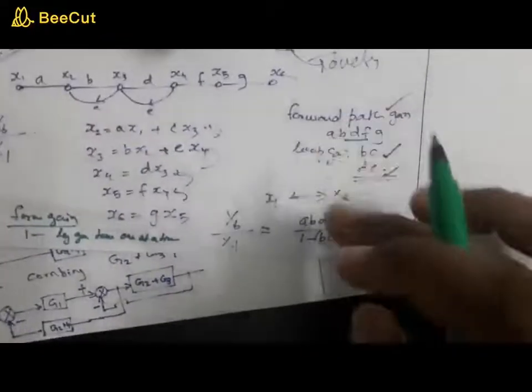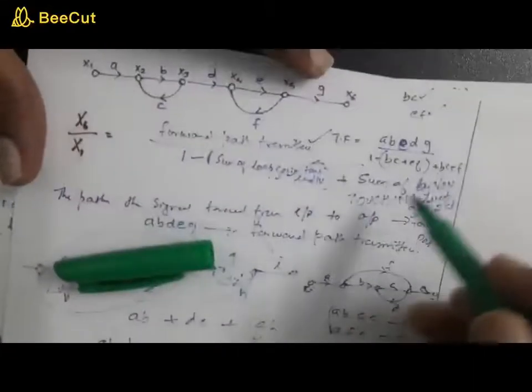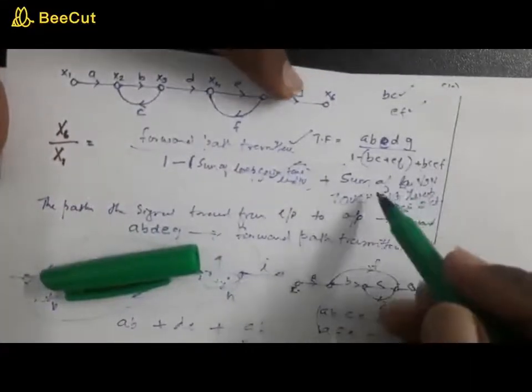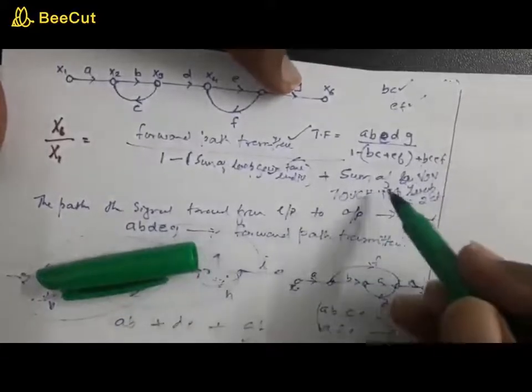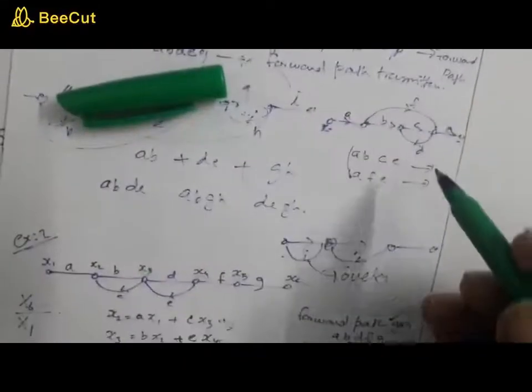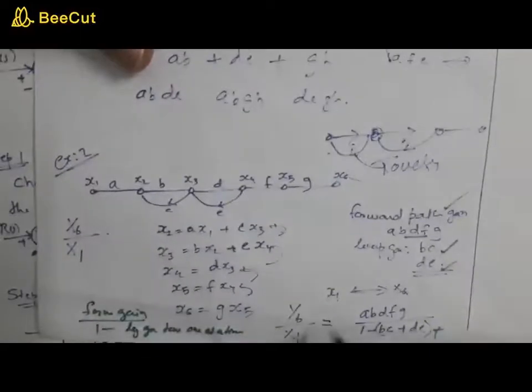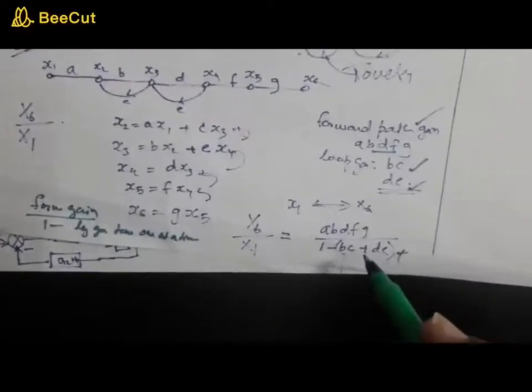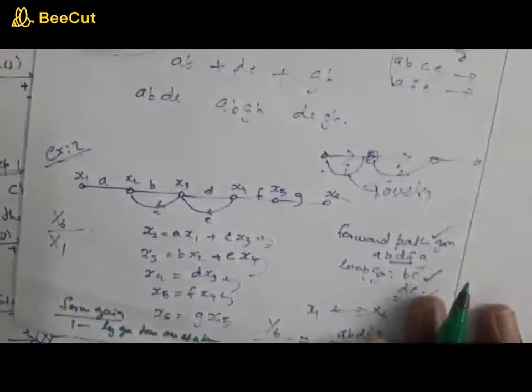After that, where is the rest? You can't find it. Even though there are two loop gains, there is no combination as we find here. The reason is that the upcoming terms will be the sum of non-touching loops. Now there are no non-touching loops in this signal flow graph. You have two loops, but they are touching. So the rest of the terms are going to be equal to 0. So this is it: forward path gain divided by 1 minus the loop gains taken one at a time. Hope you understood the difference between touching loops and non-touching loops.